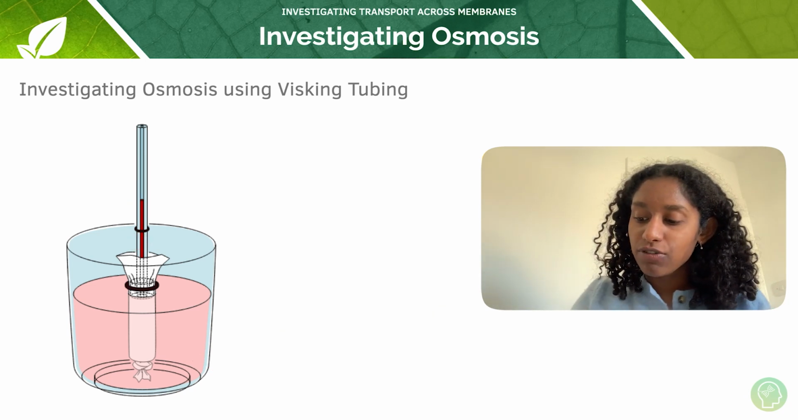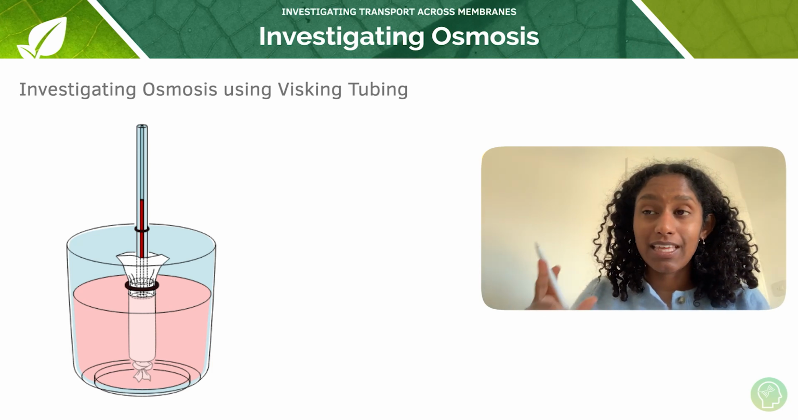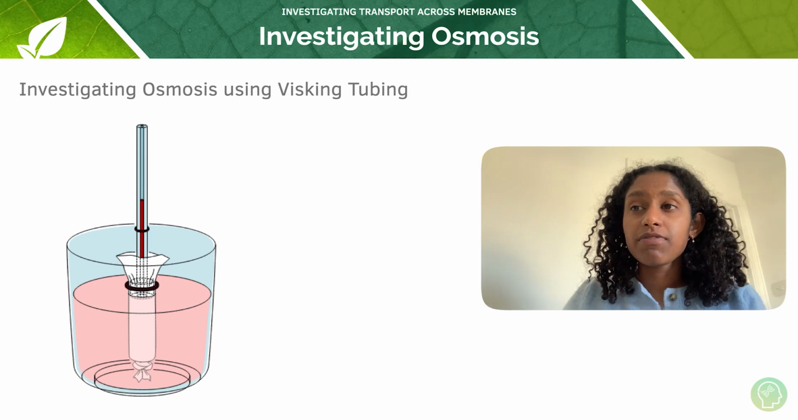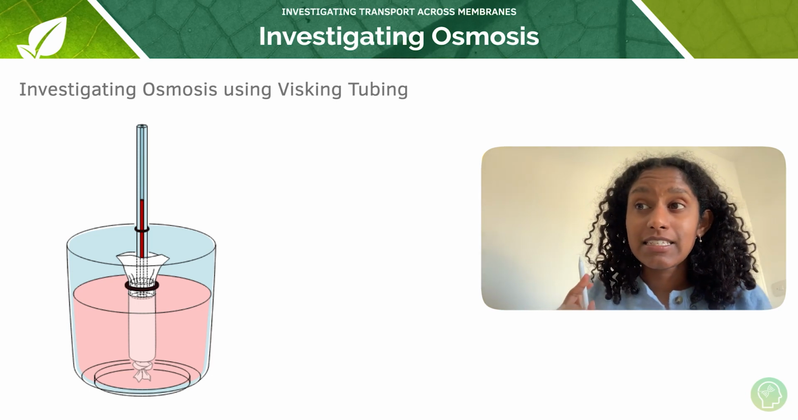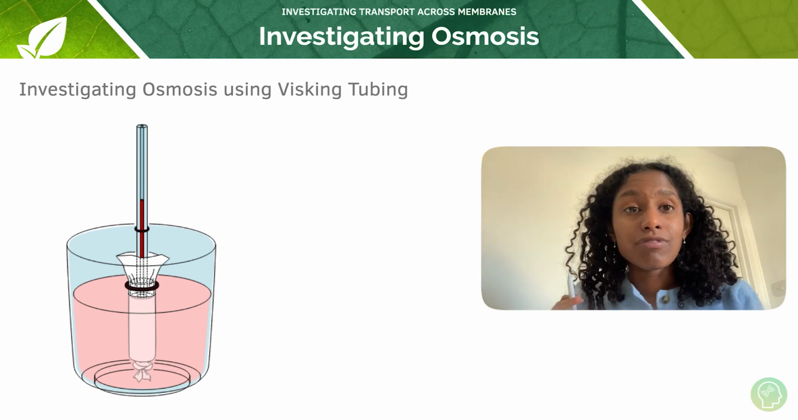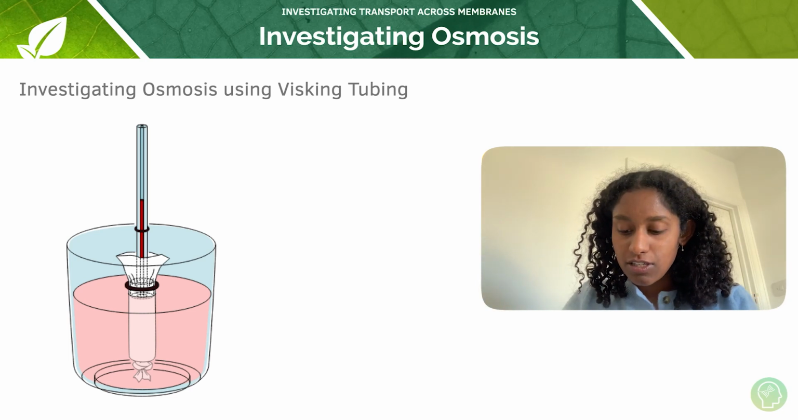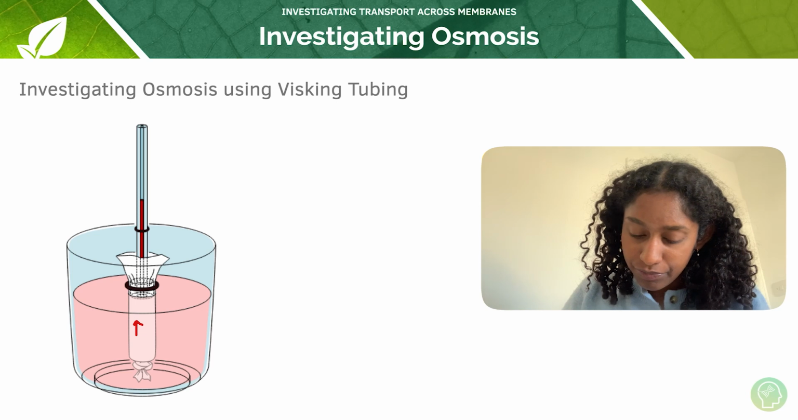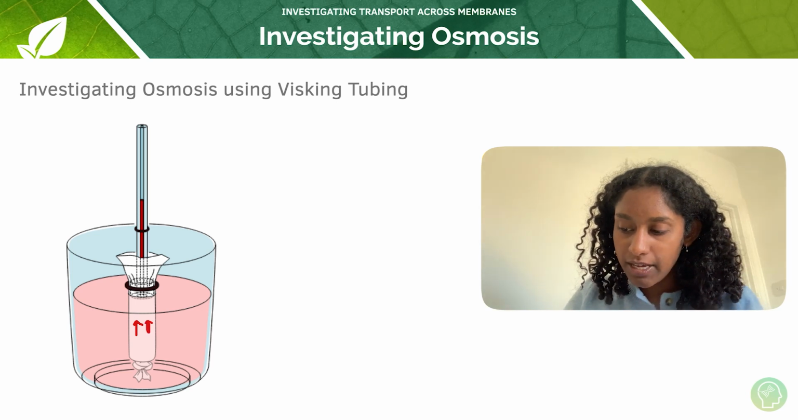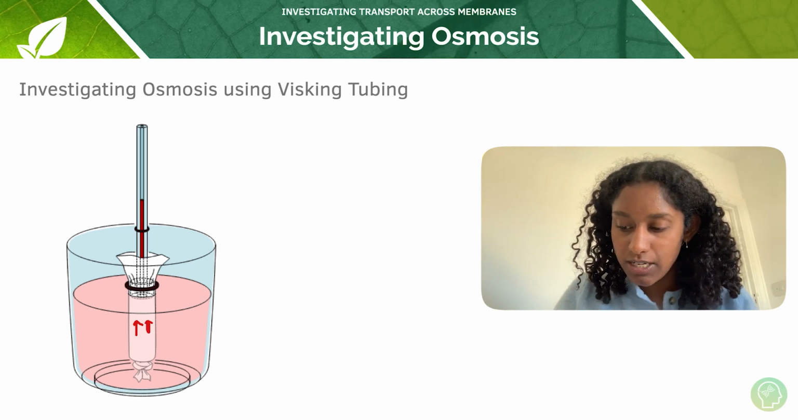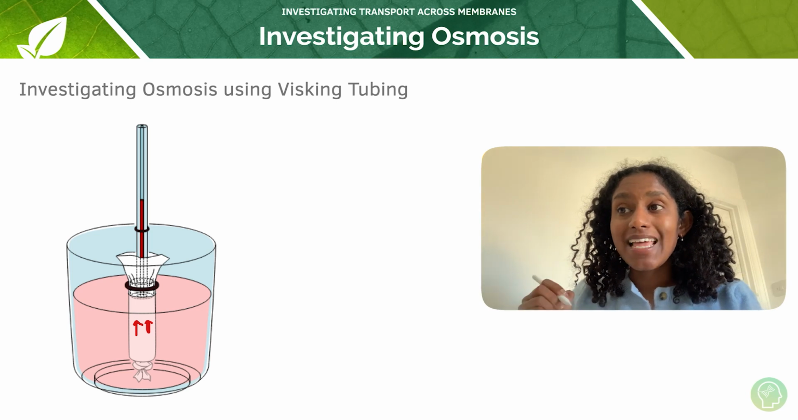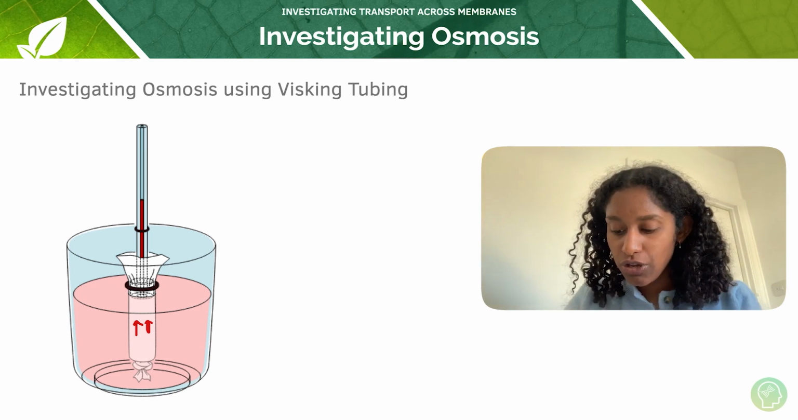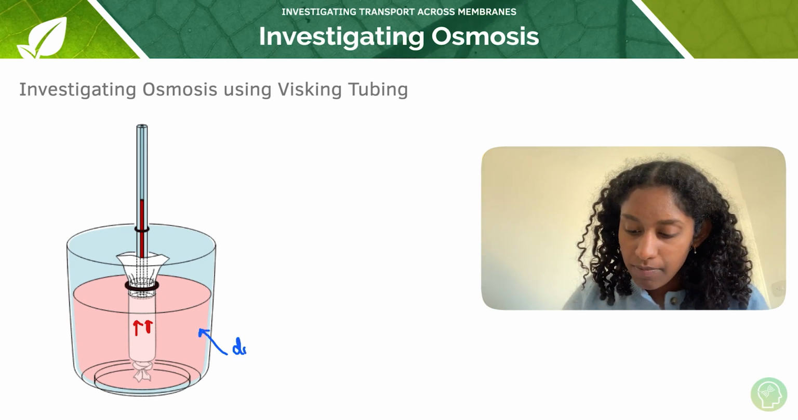So the level, let's think about this, what happens with each of our different types of solution. So the liquid level of the Visking tubing placed in distilled water will have risen because the sucrose solution in our Visking tubing is hypertonic compared to the water. So the sucrose in the tubing is more concentrated compared to the distilled water out here.